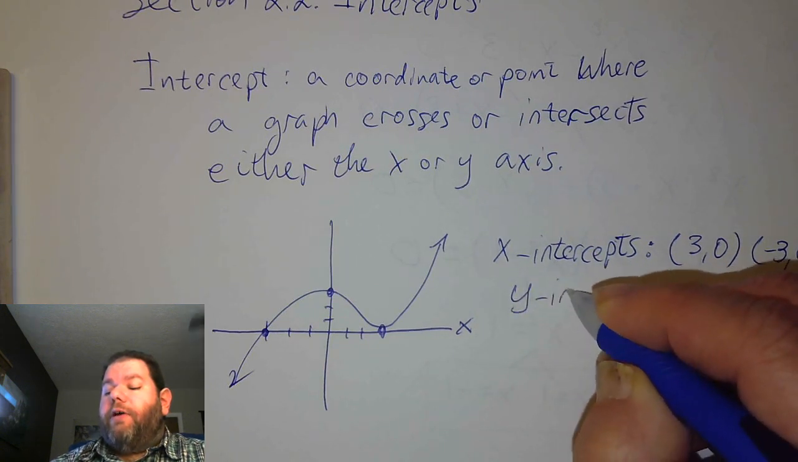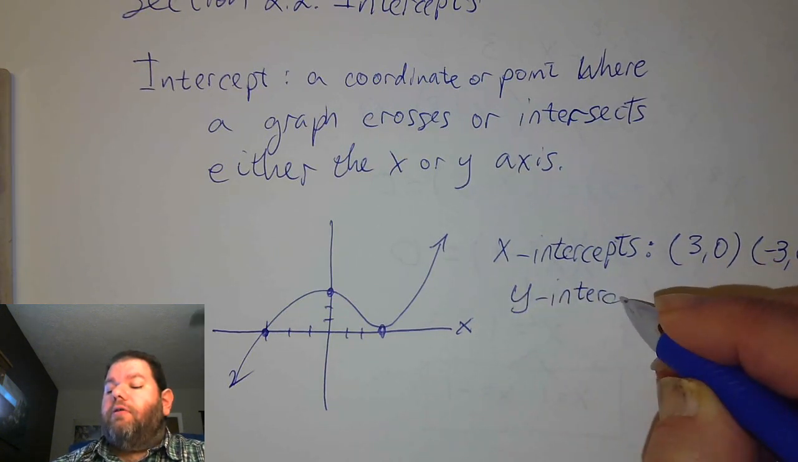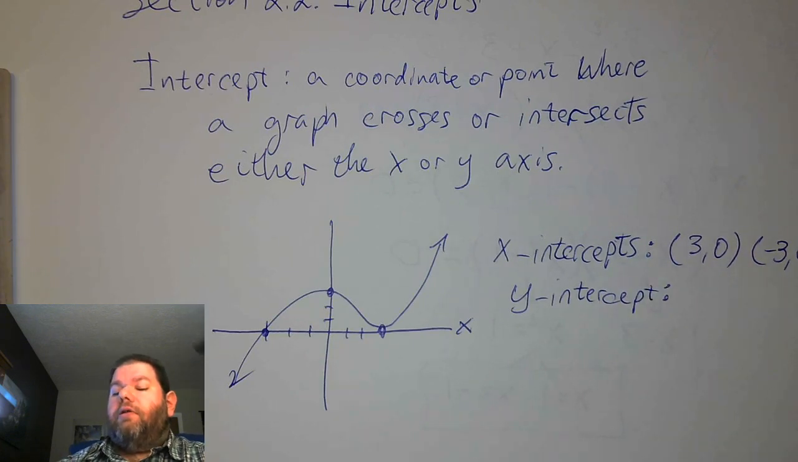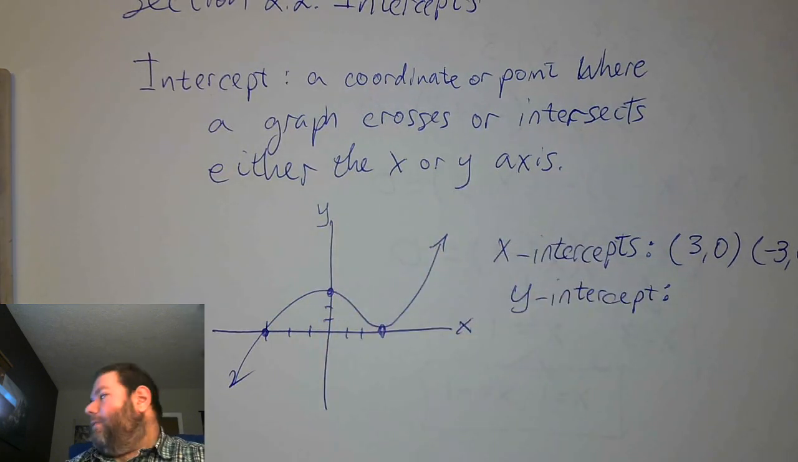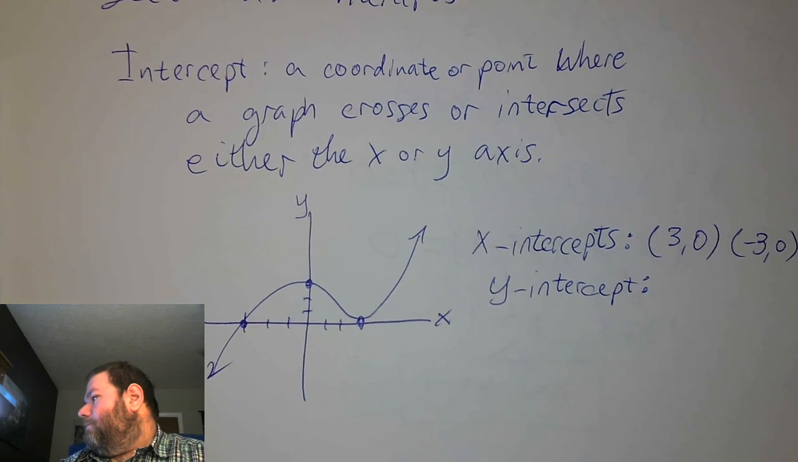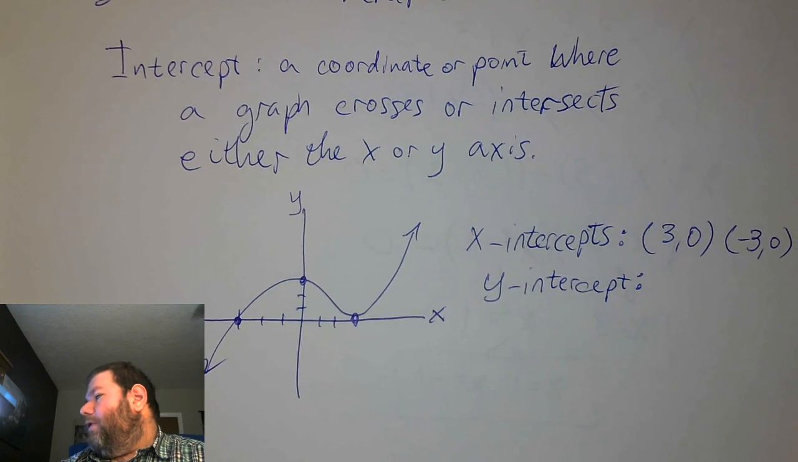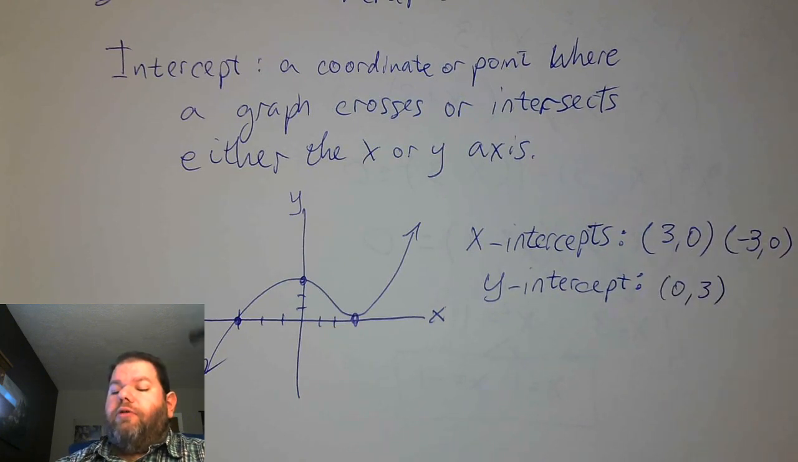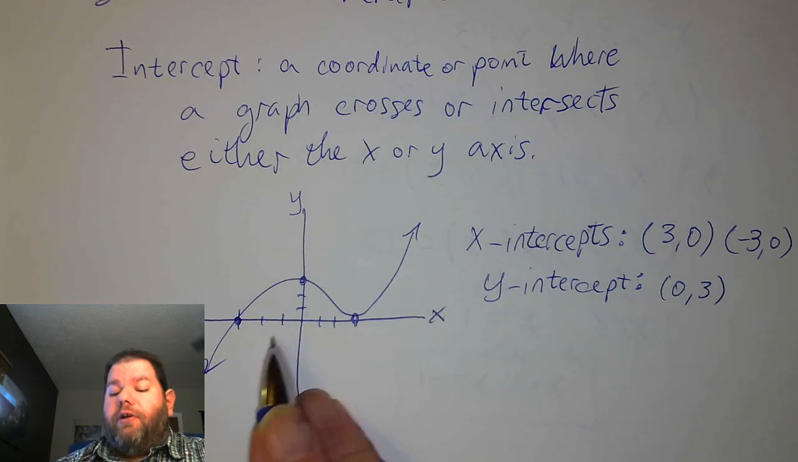What about the y-intercept? And again, here's our y-axis. Zero, 3. Good. I should have drawn a graph where there weren't all 3s. So I probably could have made an extra mark in here, but that's fine.